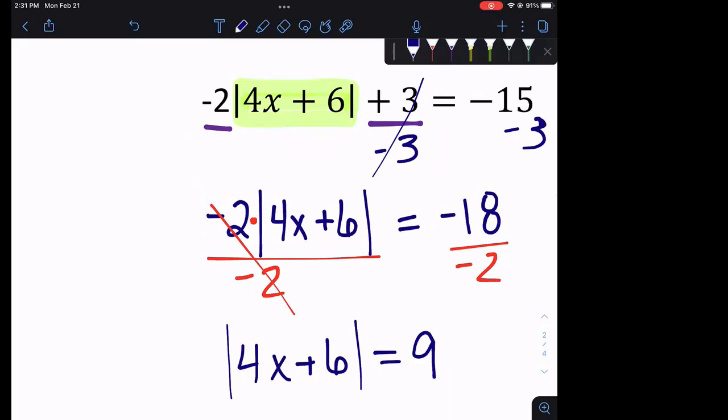Anytime you end up with your absolute value bars by themselves, like they are on the left-hand side now, the number on the right-hand side should always be positive. Not until we split it do we get a negative number over there.